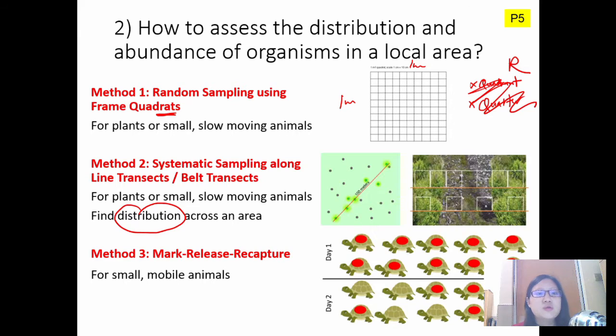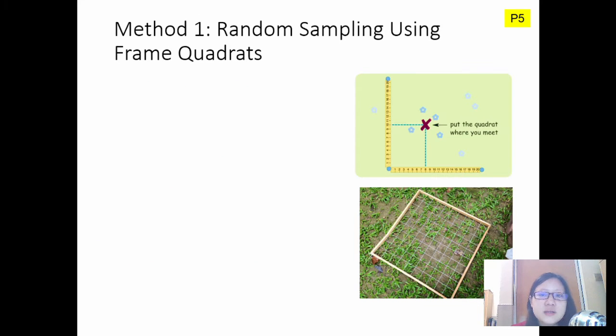For now, let's go to method 1, which is random sampling using frame quadrats. Let's go through the procedure first, and later I'll show you a little video of how it's actually done in the field. We don't get to go out, but people in the past, before lockdown, went out there and made a YouTube video on it, so why not? Anyways, let's just dive right into this.